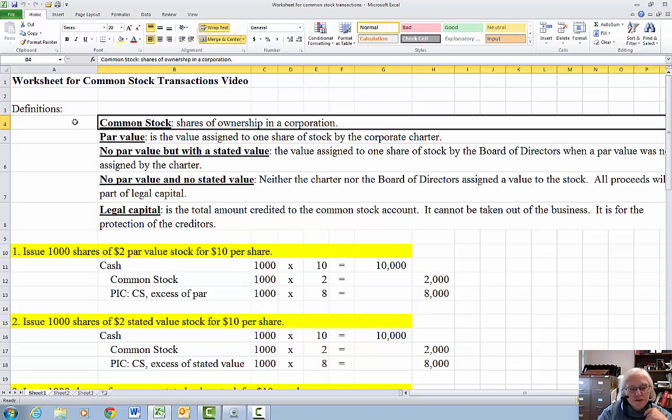Along with it, you normally will show a paid-in capital account of some sort, and it has many different names. We'll talk about that as we get there.